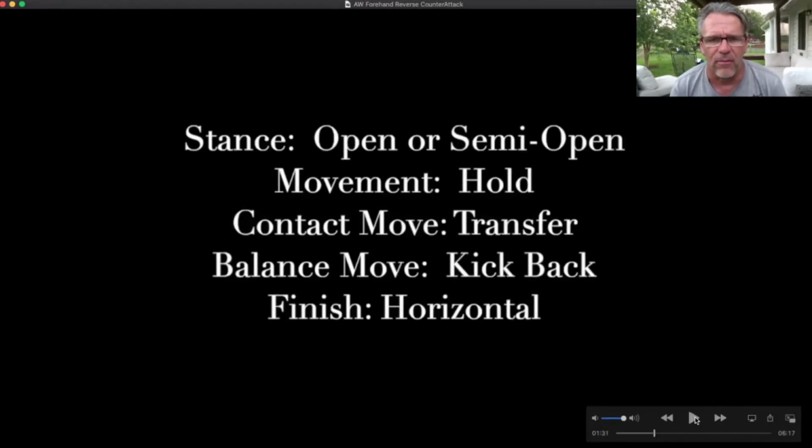The first movement pattern is going to be a hold pattern. You're going to play this with an open or semi-open stance. The contact move is called a transfer. That's transferring your weight from one side of the body to the other. The balance move is a kickback. That's just to create a dynamic balance after the shot is struck. And the finish here is a horizontal finish, which is around the outside of the shoulder.